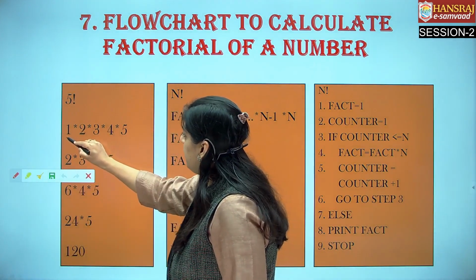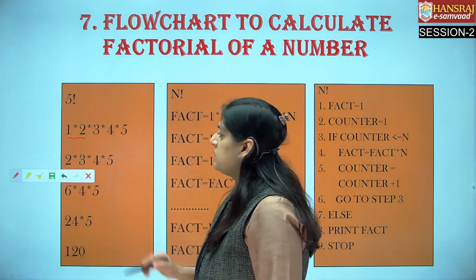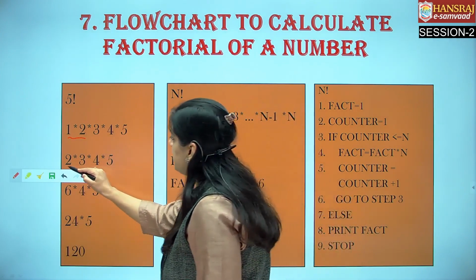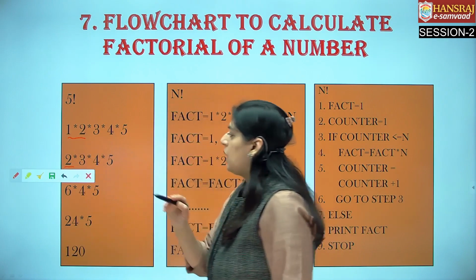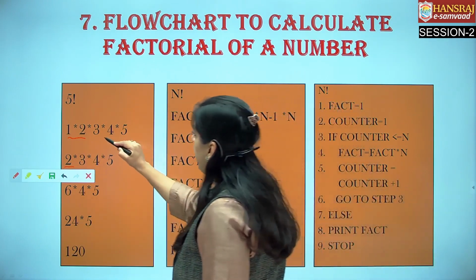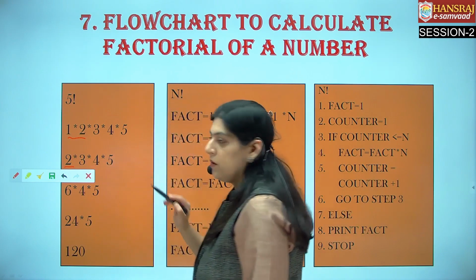At the first step, we are multiplying these two values, right? And then we are writing it here. So this comes out to be 2, okay? And then the rest I am writing as it is: 3, 4, 5.